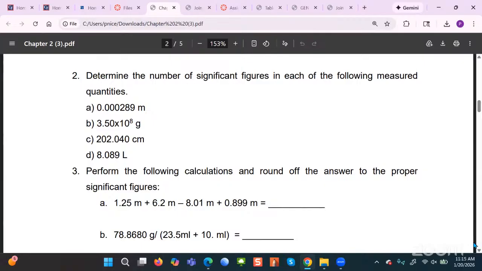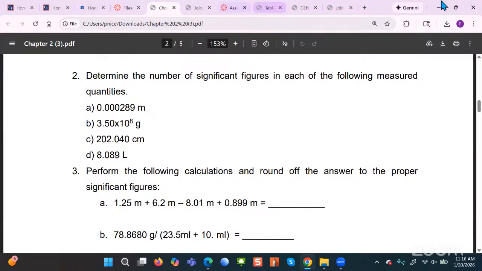If you have zeros before the first non-zero digit, then those zeros are not significant. If you have zeros sandwiched between two non-zero digits, then those zeros are significant. If you have zeros at the end of a number and there is no decimal point, then those zeros are not significant. If you have zeros at the end of a number and there is a decimal point, those zeros are significant. And I think that's it. I don't think there are any other rules I need to get into. So with that said, let's look at number 2.